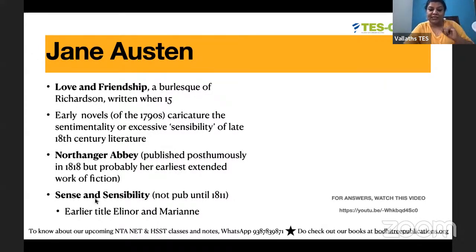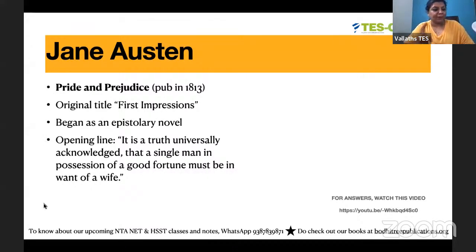Let us study a few things. Northanger Abbey, first written proper novel. But first published novel is Sense and Sensibility. Sense and Sensibility, earlier title is Eleanor and Marianne. Then Pride and Prejudice is very famous. You have to know the story. You have to know the details, they might ask. Original title is First Impressions.